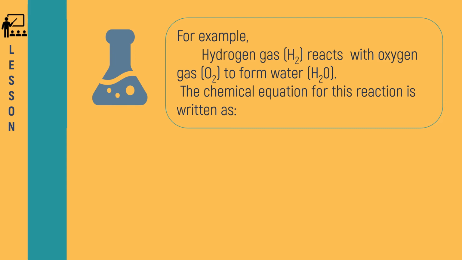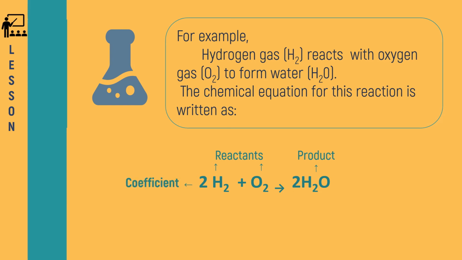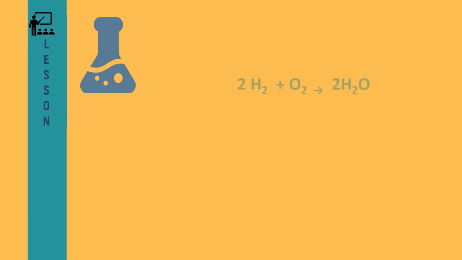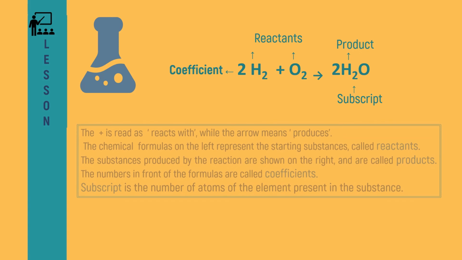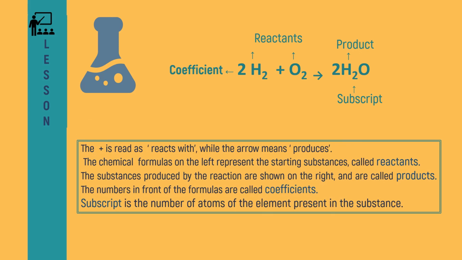The chemical equation for this reaction is written as 2H2 plus O2 producing 2H2O. The 2 before hydrogen gas is called the coefficient, while hydrogen gas and oxygen are the reactants and the water is the product. The number 2 written on the lower part of H is called a subscript. The plus sign is read as reacts with, while the arrow means produces.